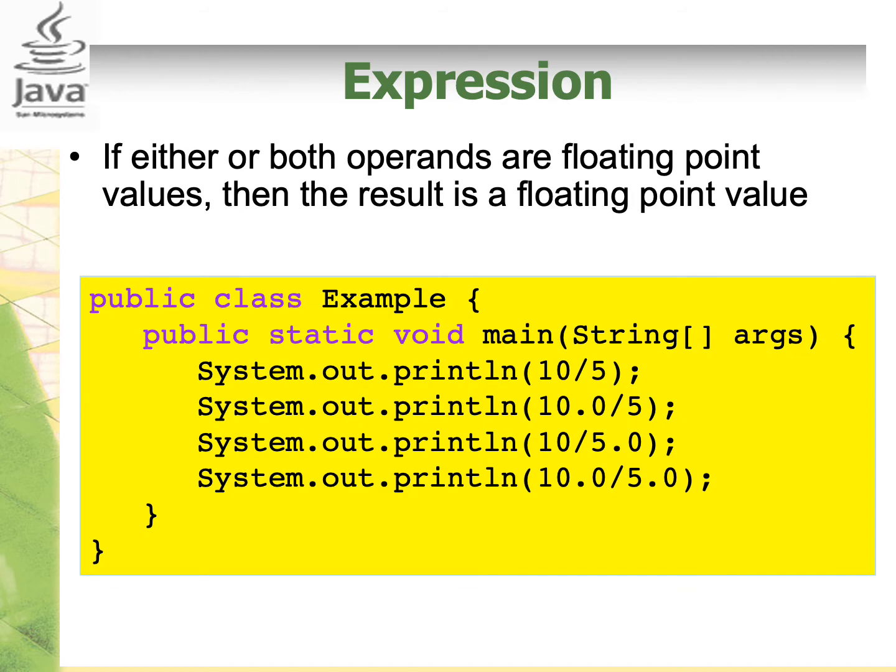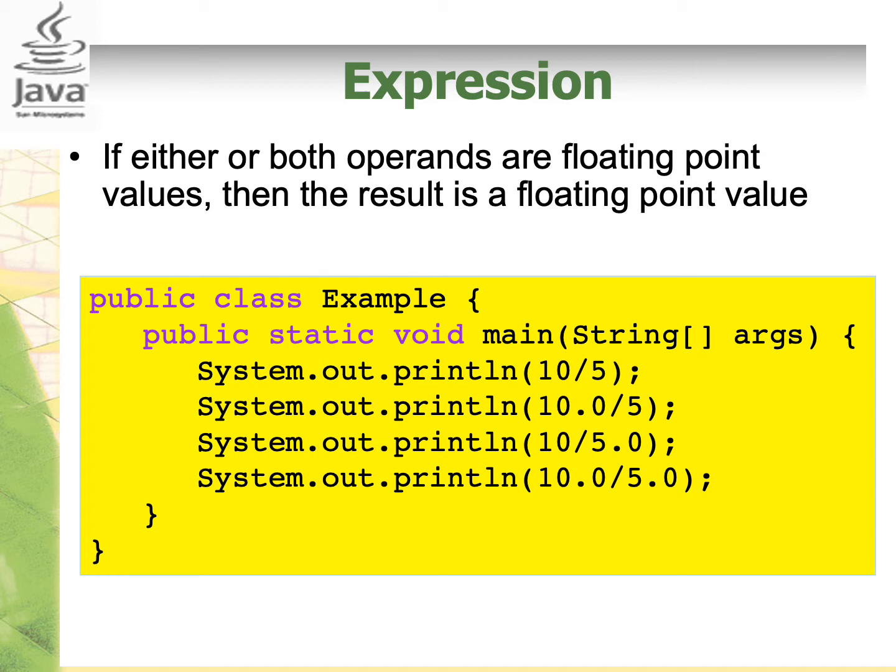If either or both operands, which are the numbers, are floating point values, then the result is a floating point value. So what does it mean by this? Let's look at this example. Here we have a class called example. There are 4 print line statements that do division. We have 10 divided by 5, 10.0 divided by 5, 10 divided by 5.0, and 10.0 divided by 5.0. Do you think that all of this will show the same calculated value?